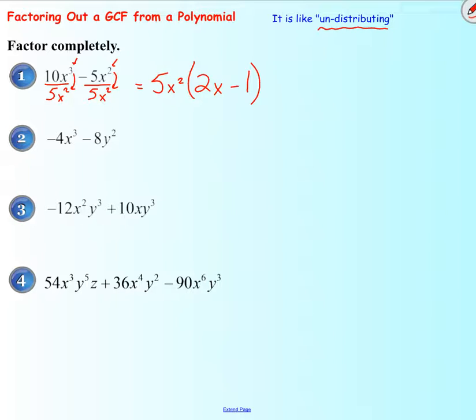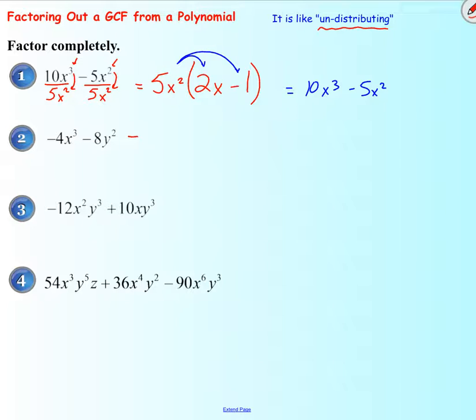How can you check to see if you've done it correctly? If you wanted to, you don't have to do this, but you could distribute that back in. 5x squared times 2x, that would be 10x cubed. 5x squared times a negative 1 would be negative 5x squared. And you can see that matches what we started with, so we factored it correctly.